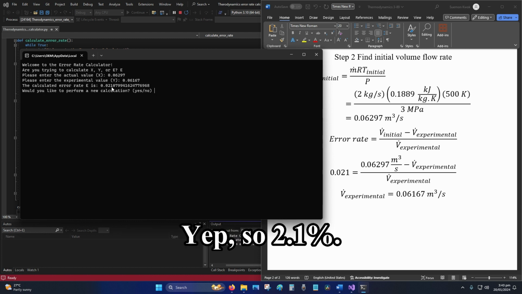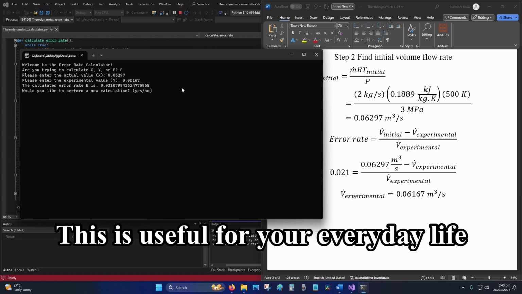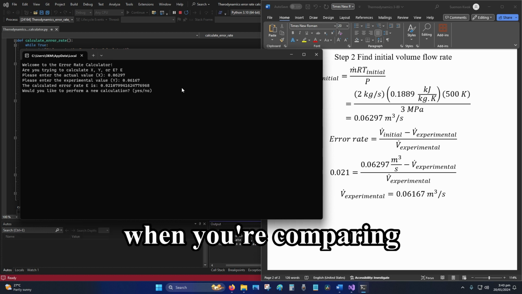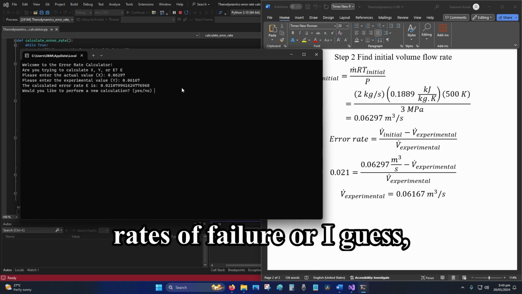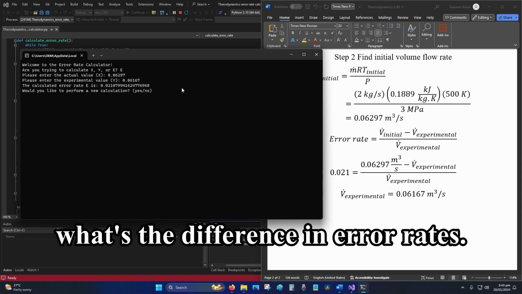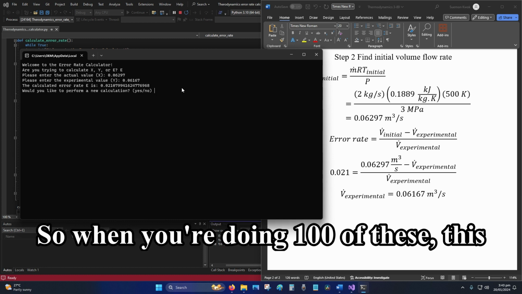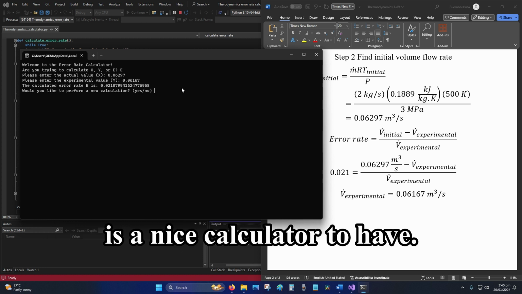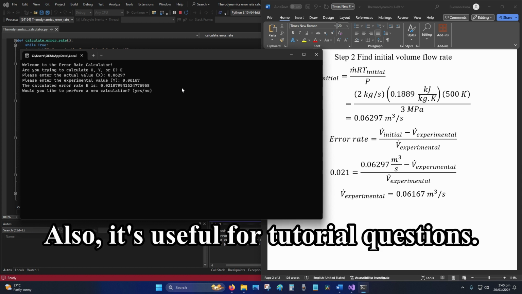Yep, so 2.1%. It works. This is useful for your everyday life when you're comparing rates of failure, or I guess what's the difference in error rates. So when you're doing 100 of these, this is a nice calculator to have. Also, it's useful for tutorial questions.